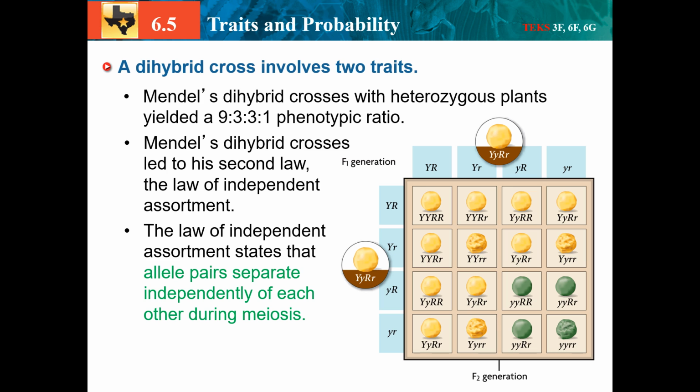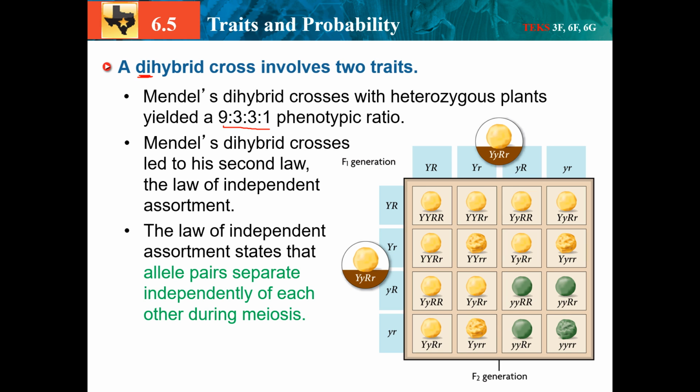Okay, so don't freak out. This is much easier than it looks. When you do a dihybrid cross, that's when you have 2 traits, hence the prefix di right here. So Mendel's dihybrid crosses with the heterozygous plants are going to yield a 9-to-3-to-3-to-1 phenotypic ratio. Now let me explain what that means.